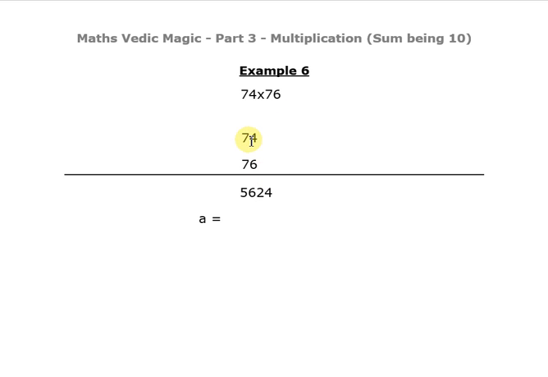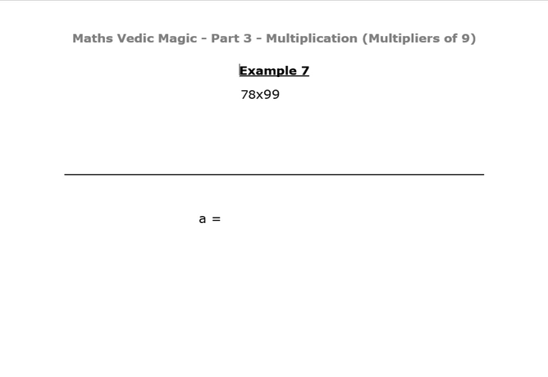Let's look at the third case now. So the third case is wherein we have to multiply with the number 9. It can be a 9 or a chain of 9s, but the principle holds true. So in this case, the technique is that if we write down numbers like this, 78 multiplied with 99.